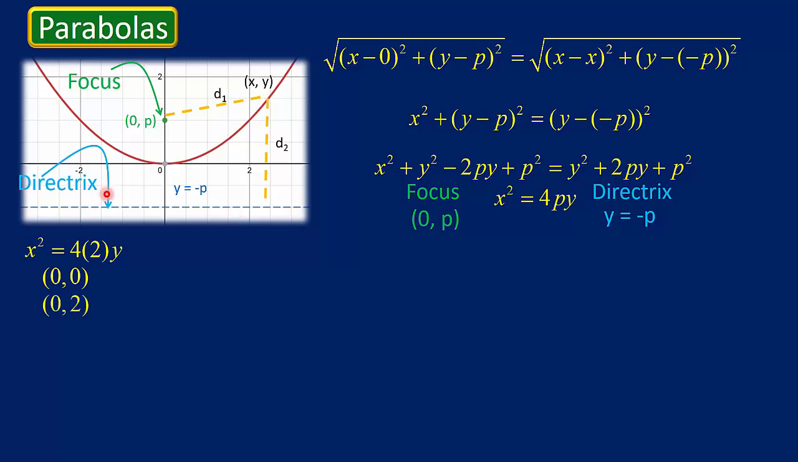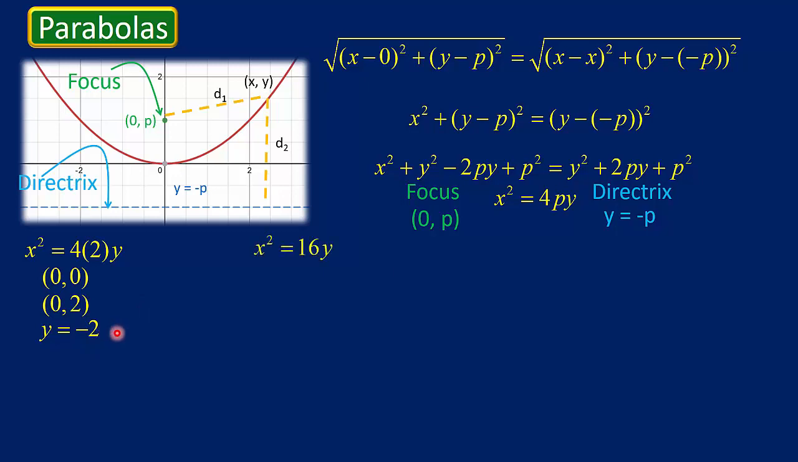Now, the focus is going to be 0, 2. Notice all I did was add 2 to the y-coordinate here because the focus goes up from the vertex for this particular one. And then the directrix, I subtract 2 from the y. So y equals negative 2. So these are the things that we're going to be interested in. We want to find the vertex, the focus, and the directrix.